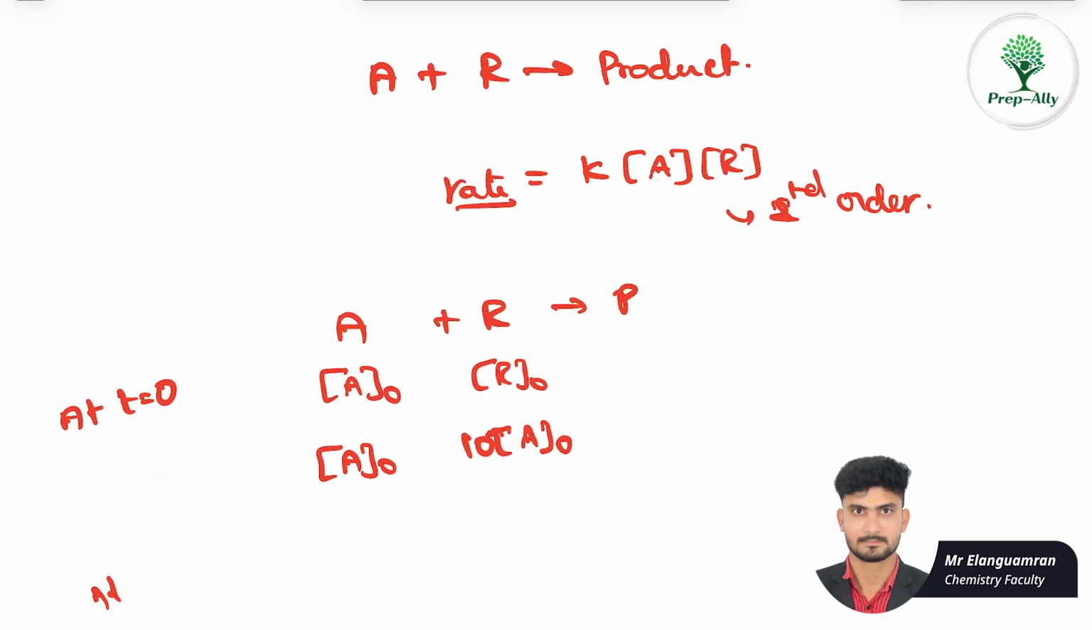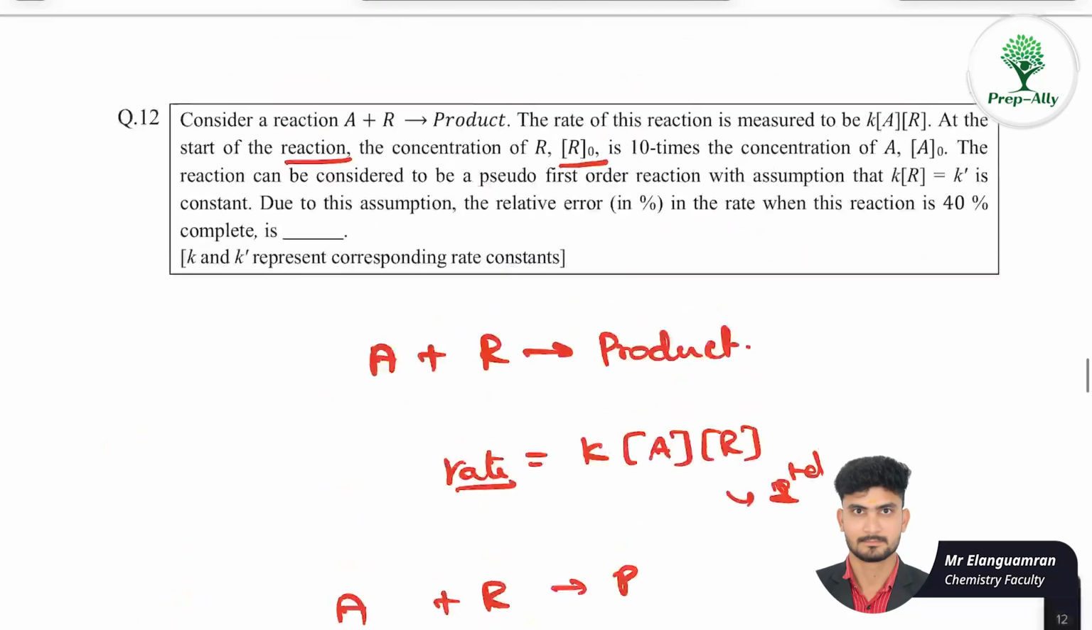At t is equal to t, let's say the reaction can be considered to be a pseudo first order reaction. Initially they have used this equation, they have considered this as a second order, but now they are considering it as a pseudo first order with the assumption that k into R concentration would be equal to k dash, let's say, a constant. Due to this assumption, there is a relative error, because initially we considered this as second order, but now it becomes first order. There is an error in calculation.